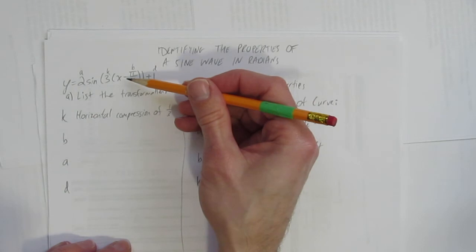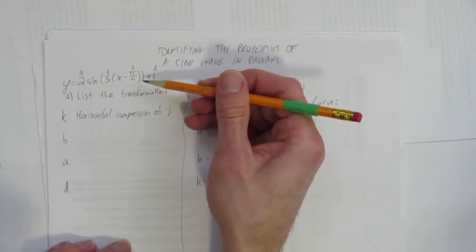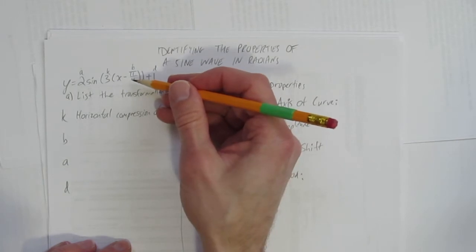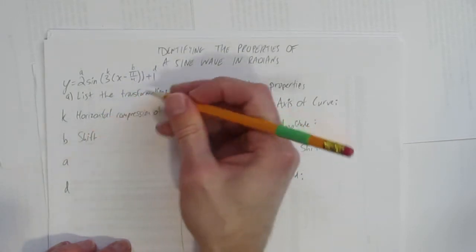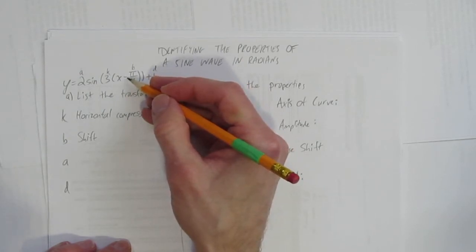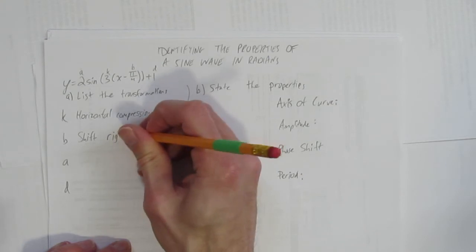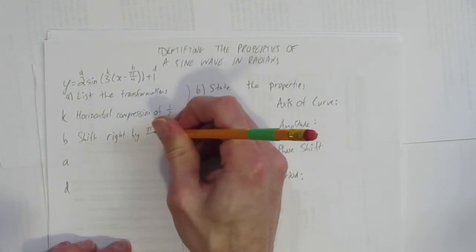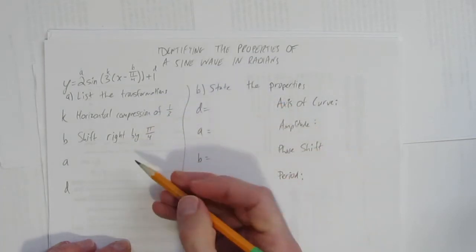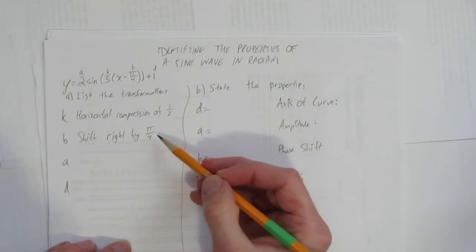Now the B value. It says negative pi over 4. That means it's going to be shifting, because it's a plus or minus. But with x stuff, do the opposite. What's the opposite of take away? Add. So we go to the right by pi over 4. Again, the word by or of I don't care about too much. I care about 3 things. Type, it's a shift, direction, right, by pi over 4.